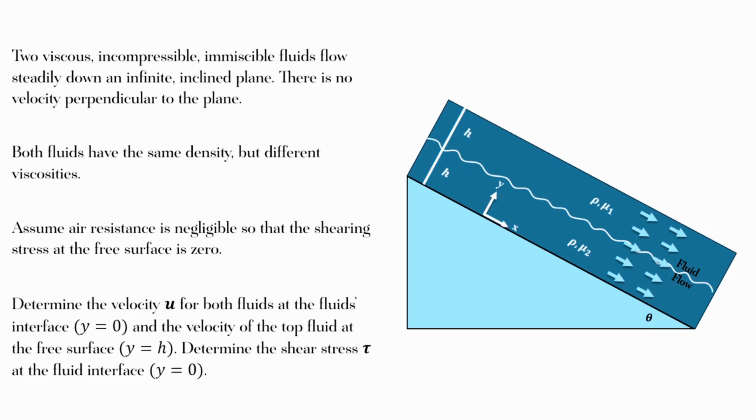We need to get the velocity profile u for both fluids at the interface, so at y equal to 0, and the velocity at the top, at the free surface, at y equal to h. We also need to get the shear stress at the interface between them at y equal to 0. In my problem, I chose the datum right at the center, y equal to 0, and then you have y equal to positive h and negative h for your boundary conditions. So let's go ahead and get started, guys.